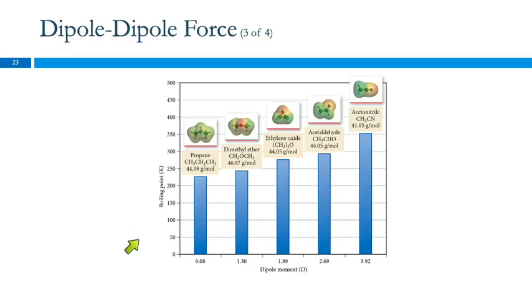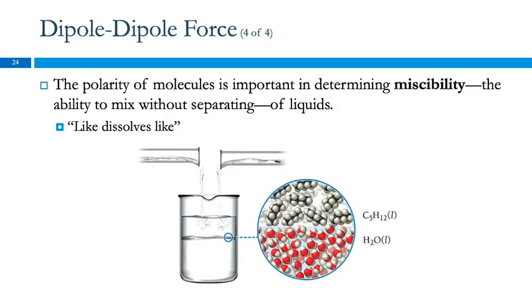Here we have another graph showing boiling point. This time it's as a function of dipole moment. So this would be the magnitude of the dipoles on these molecules. And they've chosen molecules here that are very similar in size, so the dispersion forces shouldn't be a factor here. But we see that the boiling point increases as the dipole moment increases. The more polar the molecule is, the stronger the force of attraction between the molecules is. Polarity of molecules is very important in determining miscibility. So this is, it's a weird word.